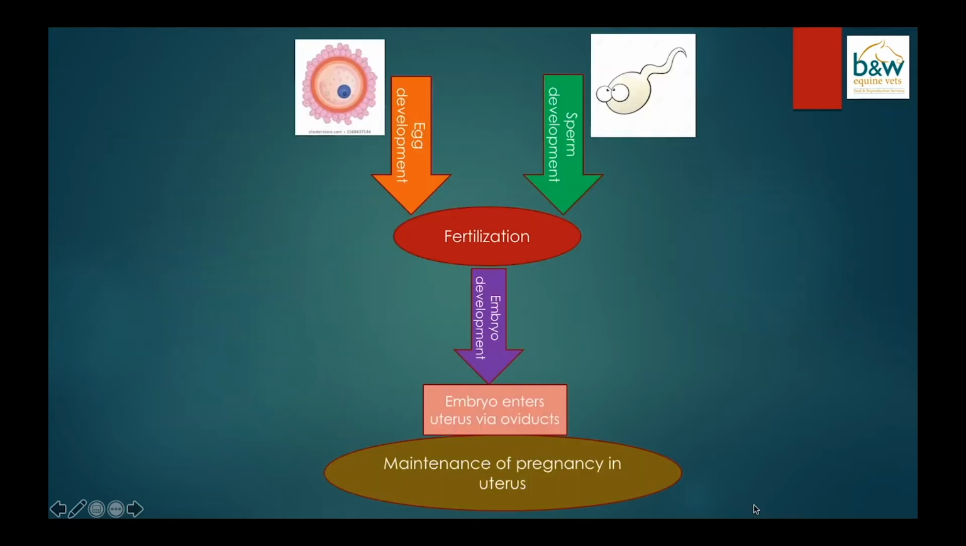So just in order to set the scene, these are all the parts that need to function for successful conception and then embryo development and maintenance of pregnancy. From the mare side of things, we need development of the egg, and then development of the sperm on the stallion side, resulting in fertilization, embryo development in the oviduct of the mare until the embryo enters the uterus, and then that pregnancy needs to be maintained in the uterus of the mare.